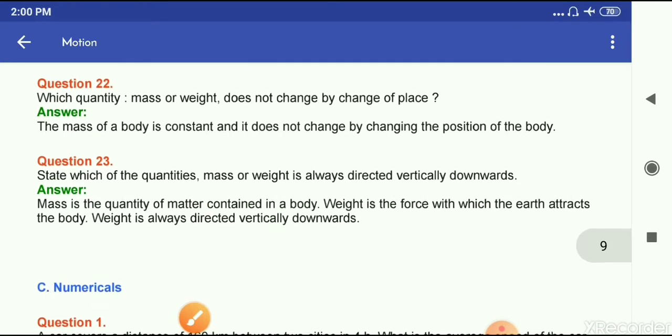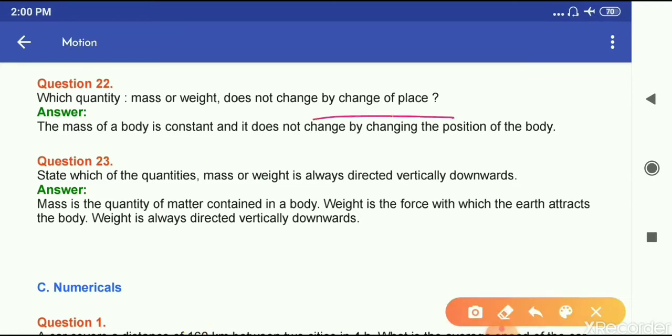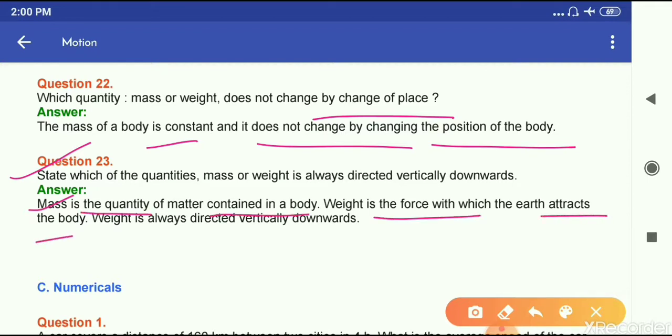Now question number 22. Which quantity, mass or weight, does not change by change of place? The mass of body is constant and it does not change by changing the position of the body. Now next question 23rd. State which of the quantities, mass or weight, is always directed vertically downwards. The mass is a quantity of matter contained in a body, and weight is a force with which earth attracts the body towards itself. Therefore weight is always directed vertically downwards.